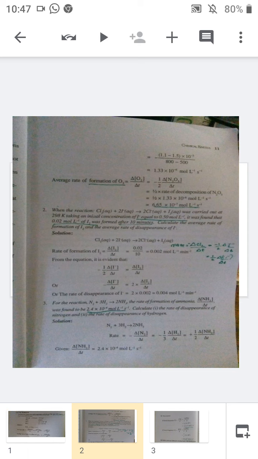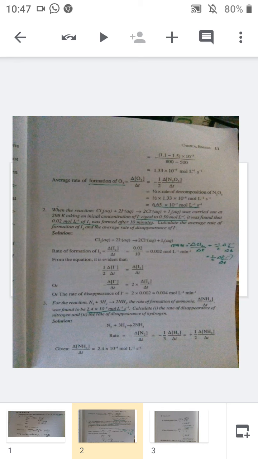Now we are moving into the next problem, that is the second problem. When the reaction chlorine plus 2I minus gives 2Cl minus plus I2 was carried out at 298 Kelvin, taking an initial concentration of I minus equal to 0.50 mole liter inverse, it was found that 0.02 mole liter inverse of I2 was formed after 10 minutes. Calculate the average rate of the formation of I2 and average rate of the disappearance of I minus.